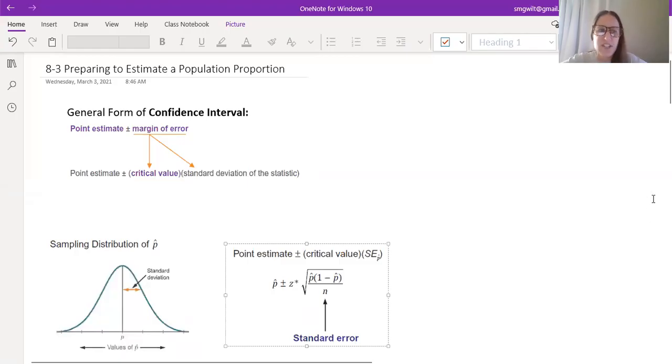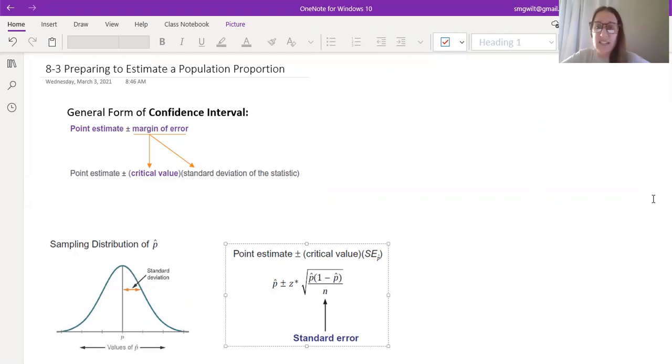Okay, so in this video, I'm going to go over section 8.3, which is preparing to estimate the population proportion. They start with talking about the general form of a confidence interval. So remember that a confidence interval is the point estimate of your parameter of interest plus or minus the margin of error. And then here they go further into margin of error as a critical value times the standard deviation of the statistic.